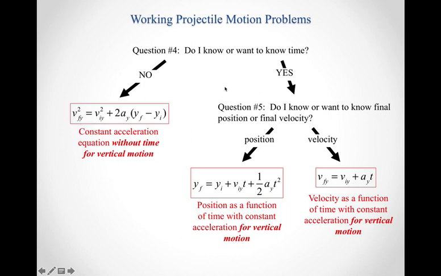If, on the other hand, you use time, then it comes back to, well, what do I know more about? Do I know more about the positions or the velocities? If I know more about the positions, then I have my position as a function of time for the vertical motion. If I know more about velocities, then I have my equation describing the velocity as a function of time for the vertical motion.